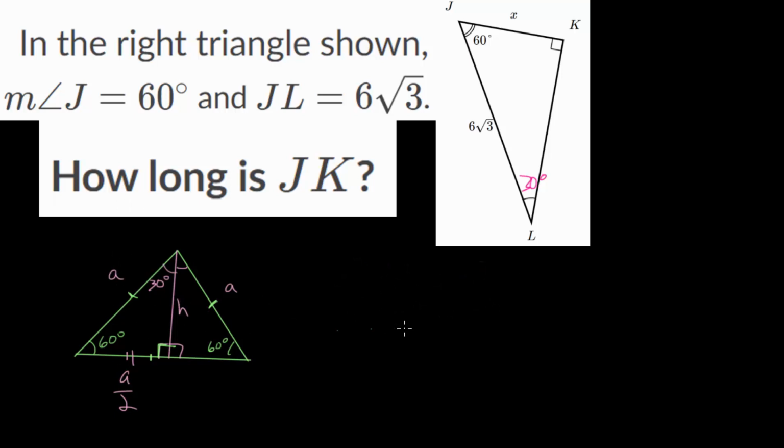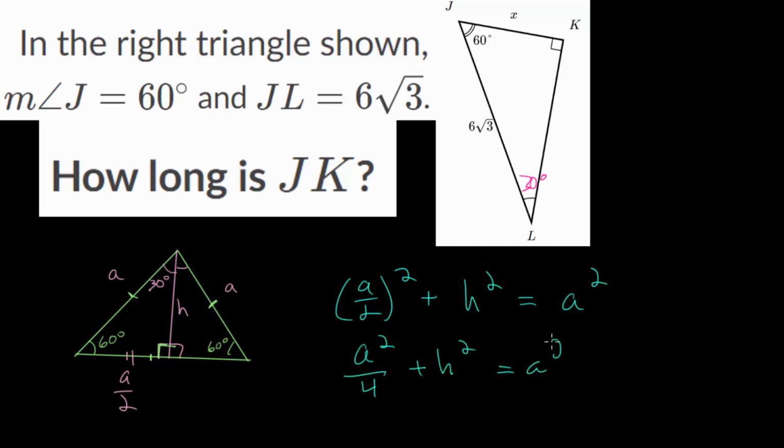But let's actually carry this out. We have a over 2, that's one of the legs. We'll square that, and we'll add it to the other leg squared, and this is equal to the hypotenuse squared. And we want to figure out what h is, this vertical side, so that we can relate all three of the sides in this 30, 60, 90 triangle. And if we square this out, we get a squared over 4 plus h squared. This is equal to a squared.